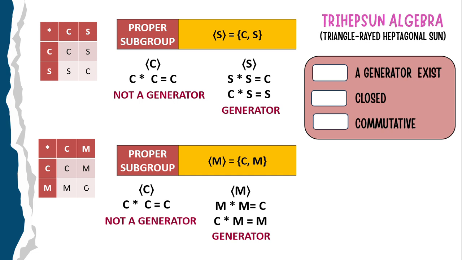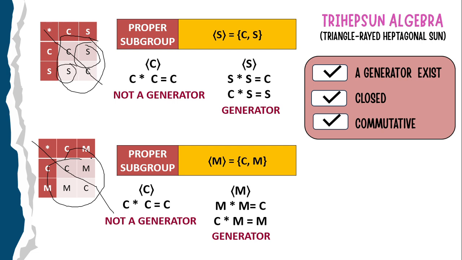We can say for these two proper subgroups, a generator exists. It is also closed since the resulting elements revolve around the elements being operated. It is commutative because, as we can see here again, if you get its diagonal, we have reflecting elements. Therefore, it is a cyclic subgroup.